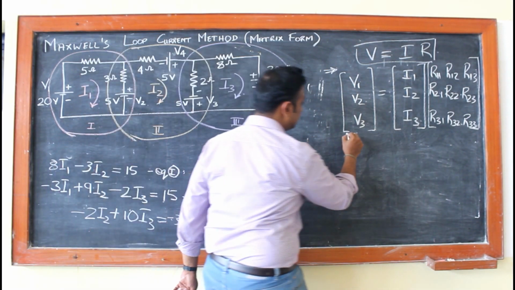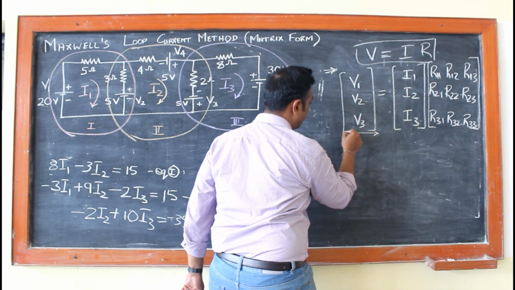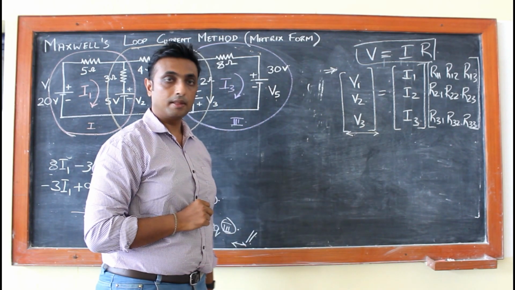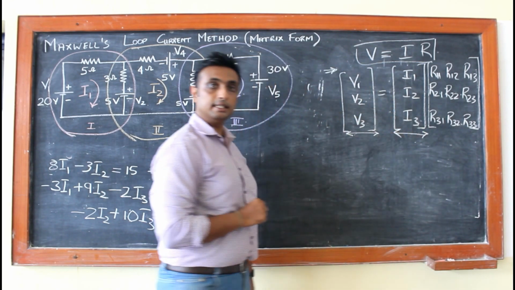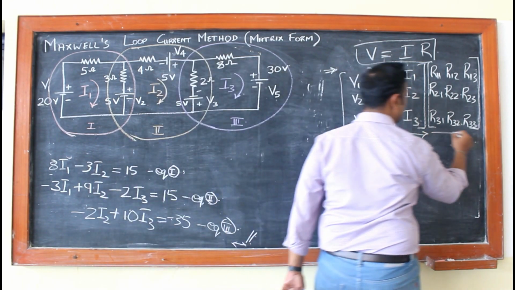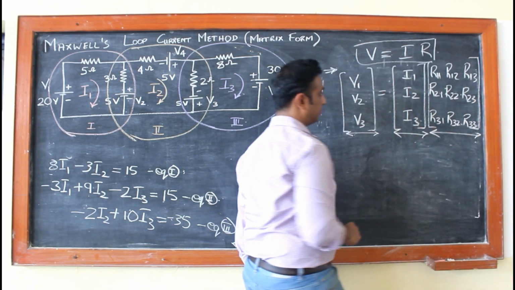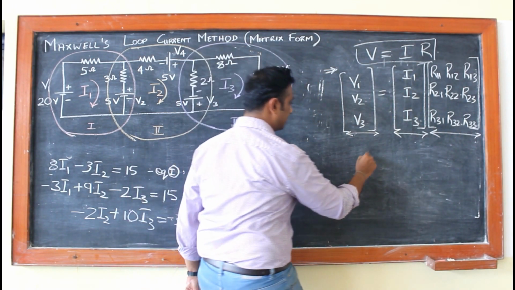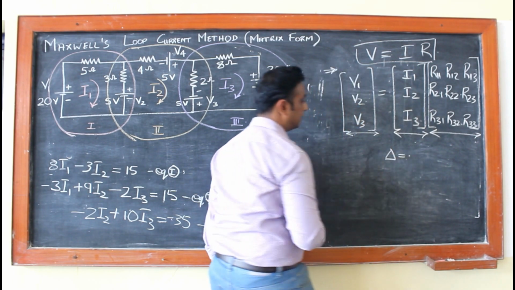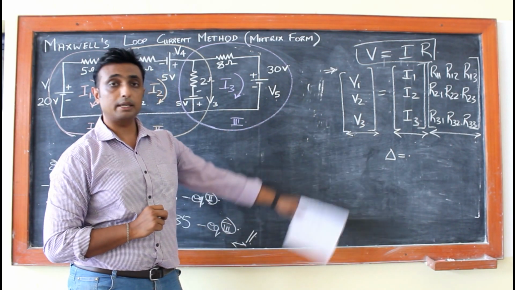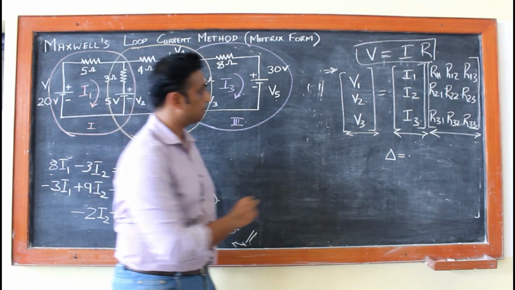we can call this a voltage matrix. We can call this a current matrix, and we can call this a resistance matrix. Now, the resistance matrix can be taken as delta. So, delta will represent your resistance matrix.